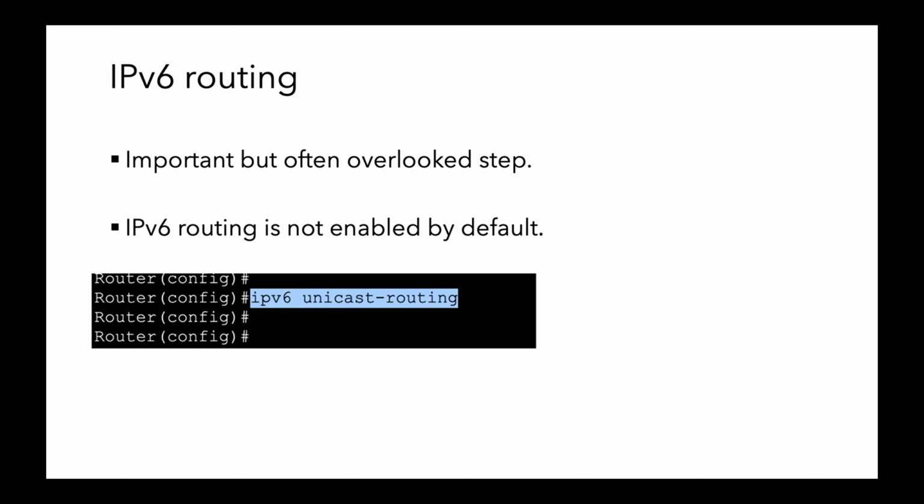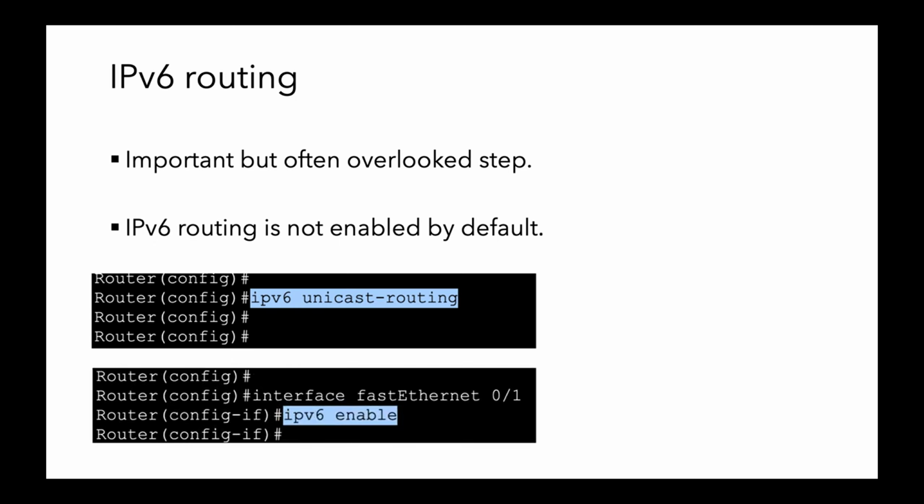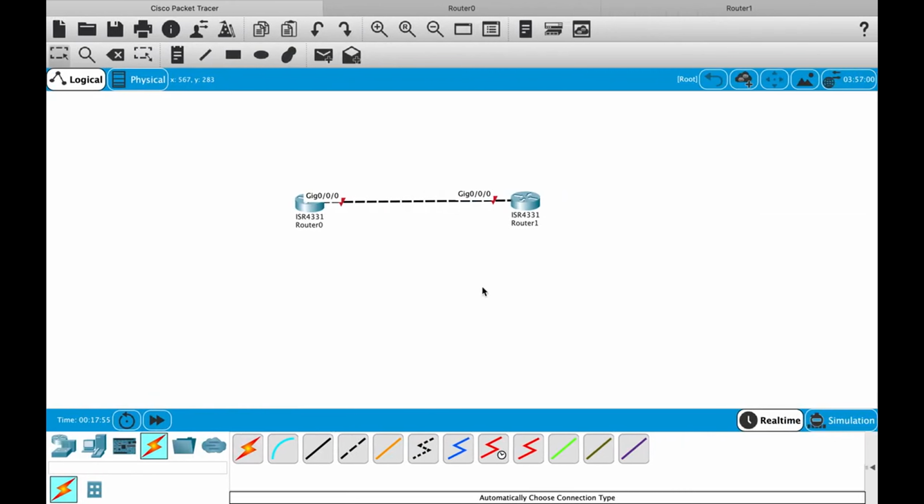A router must also enable IPv6 on the interface using the IPv6 enable command, which will enable IPv6 on the interface. Let's take a basic example in which two different routers are connected with each other and use a /64 prefix length.